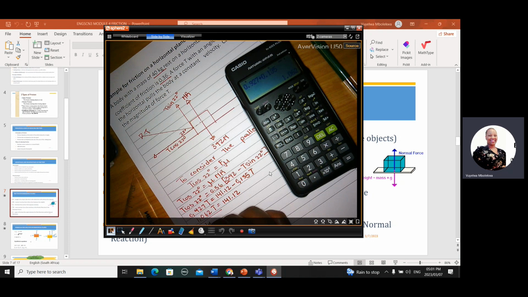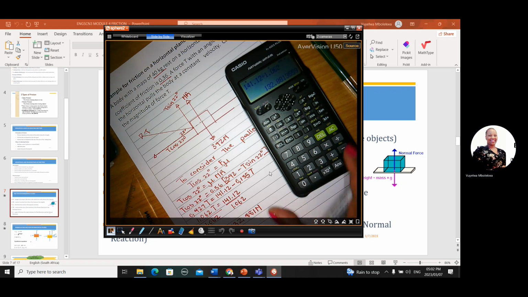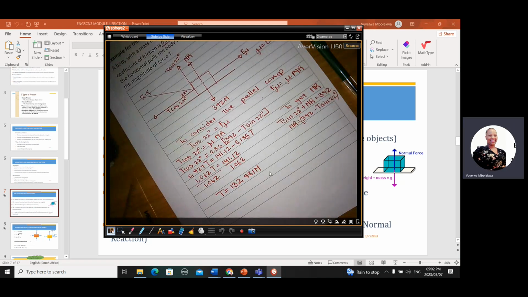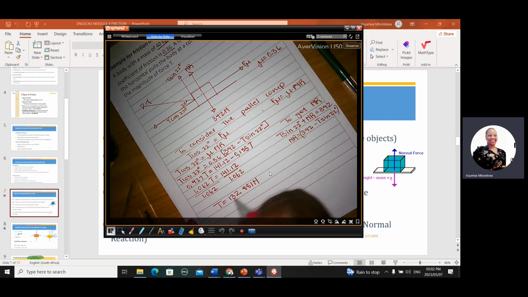Divide by 1.062 both sides. Therefore, T is going to be 141.12 divided by 1.062. It's going to be 132.881 newtons. So that is how you calculate applied force on a horizontal plane.